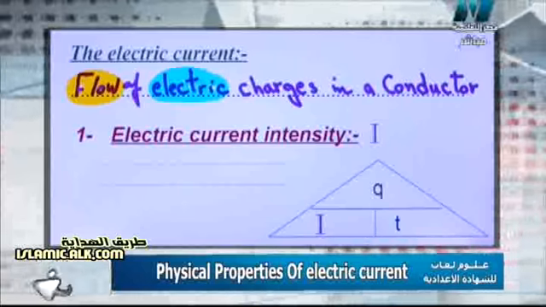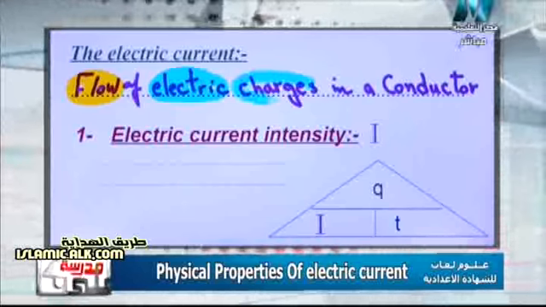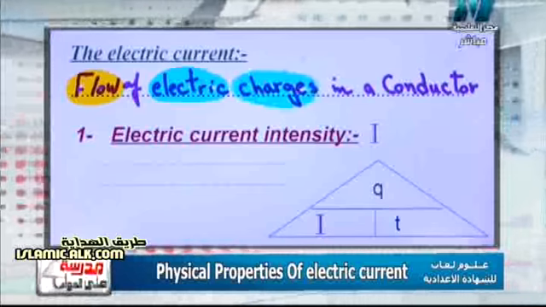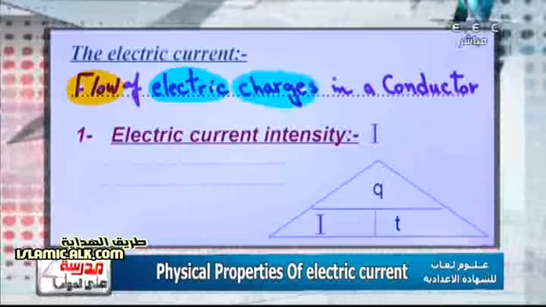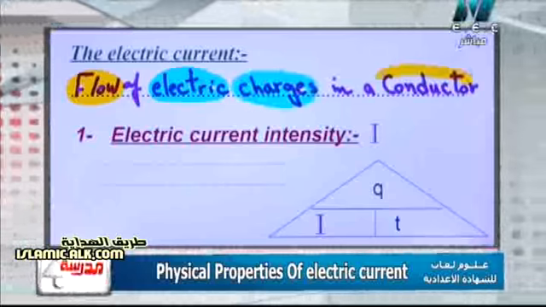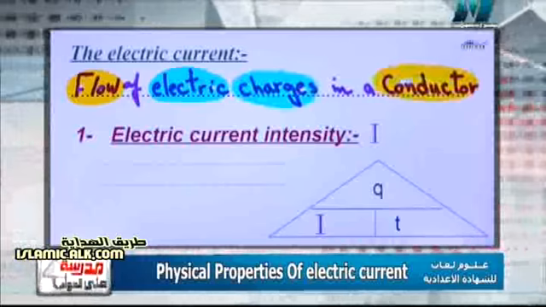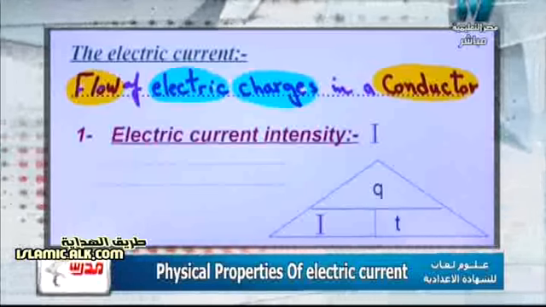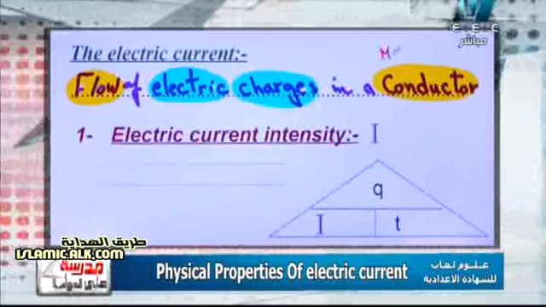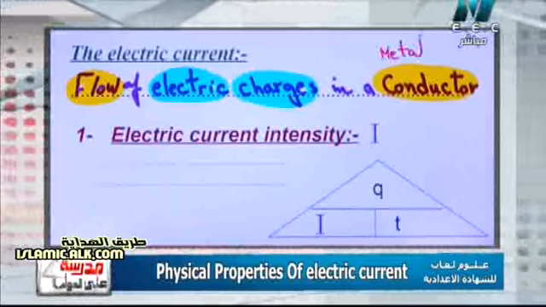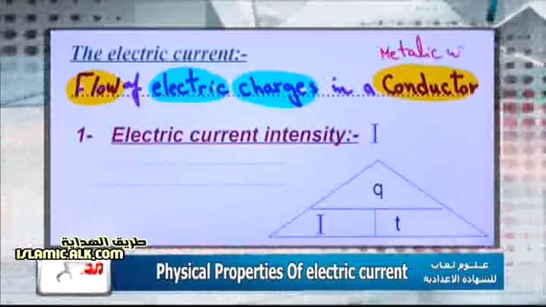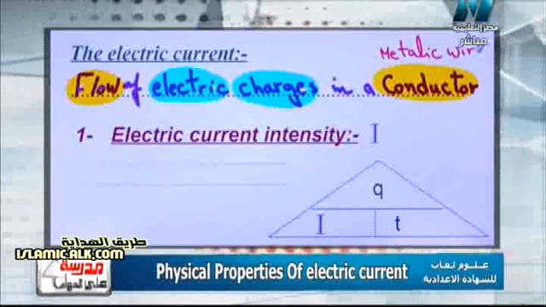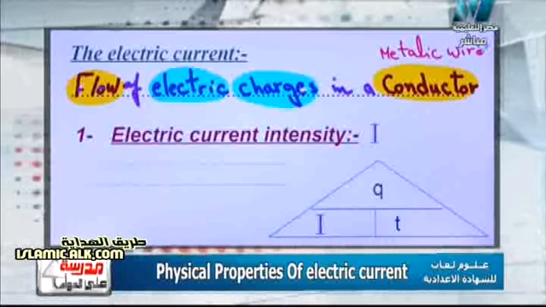Electric charges, or negative charges, electrons, in what? In a conductor. What is meant by conductor here? It means the electric wire, or metallic wire, as we call it. Okay?